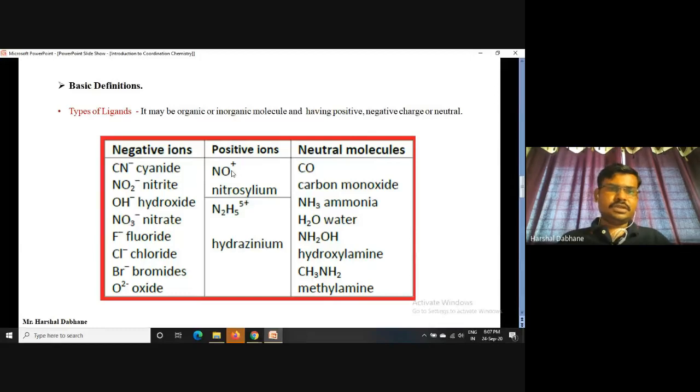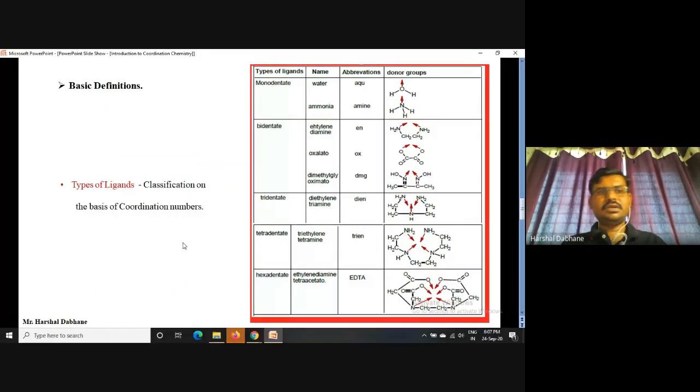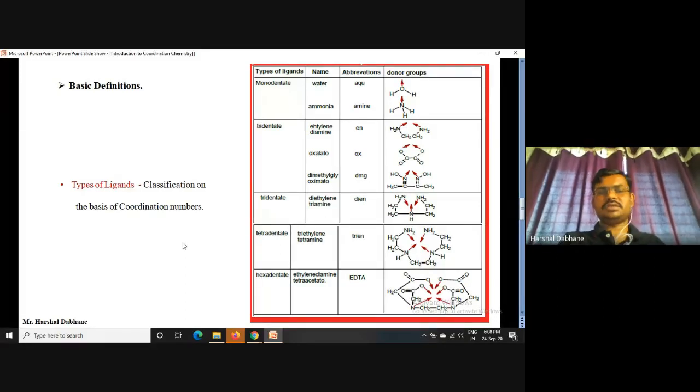We further move towards the next topic, that is the types of ligands, the classification based on coordination number. So what is coordination number? I will tell you.